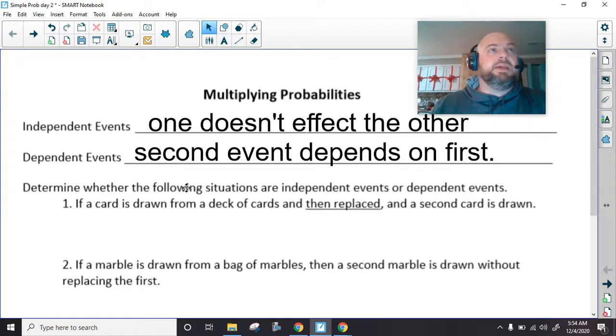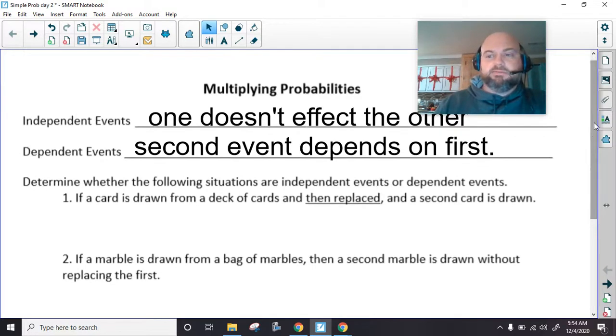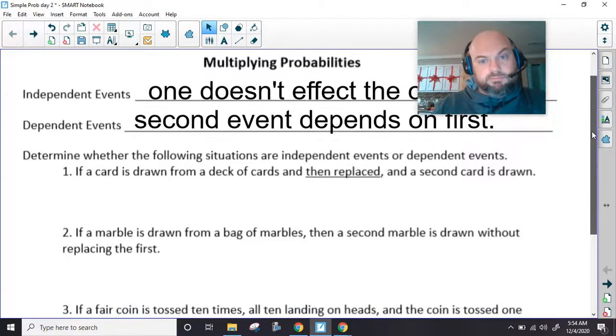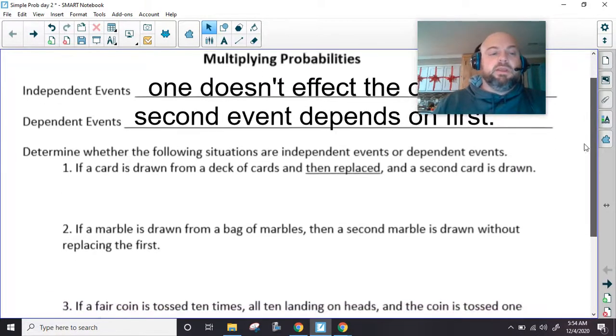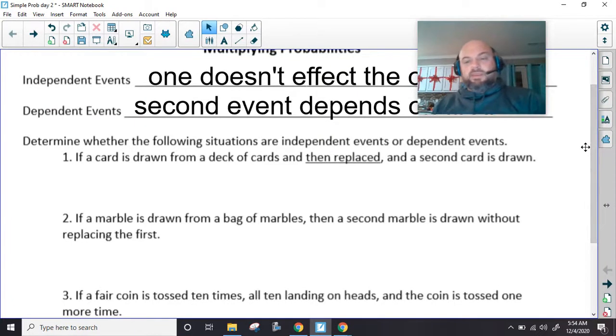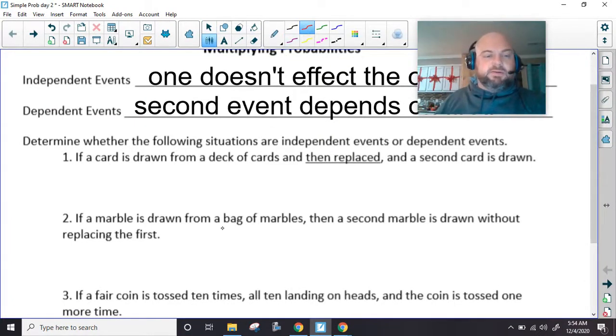That's independent. It's like the probability of drawing a crayon and drawing a car. Those two things don't go together. You should know what an independent and dependent event is by now. If not, you can go back and write it down. So we're just stating independent or dependent.